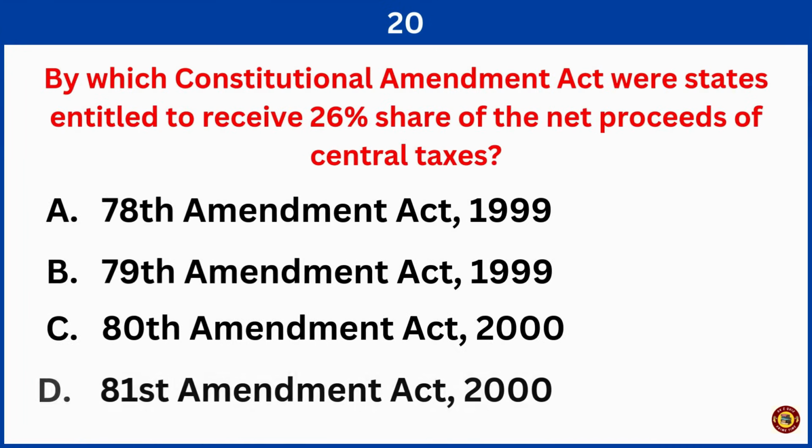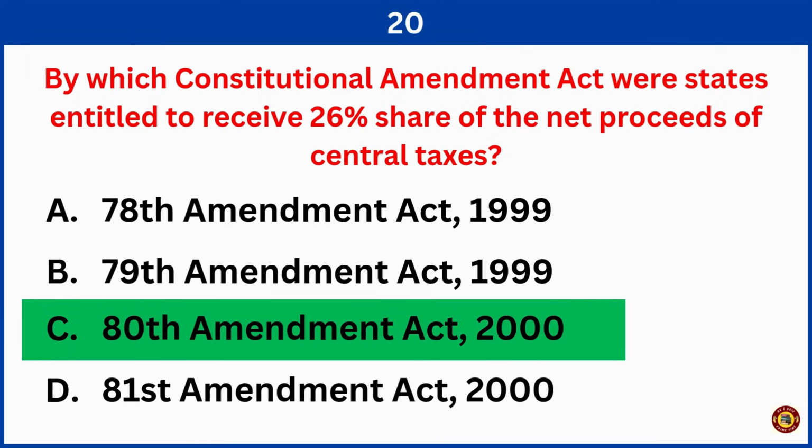By which constitutional amendment act were states entitled to receive 26% share of the net proceeds of central taxes? Right answer is option C, 80th Amendment Act 2000.